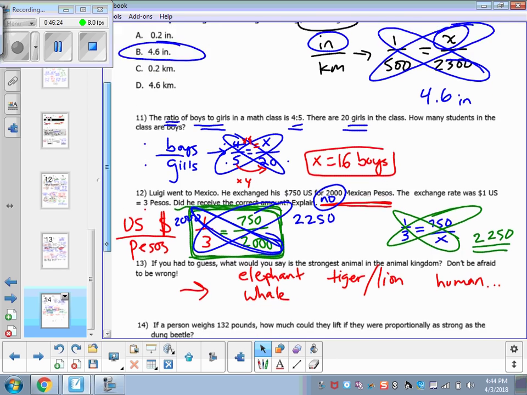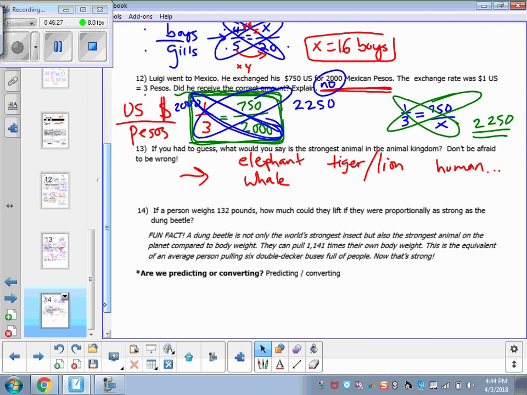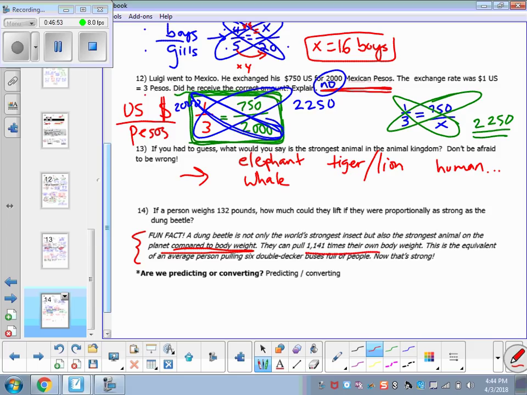Well, fun fact, a dung beetle is actually the strongest animal in the world. Now we got to be careful because obviously we, like you and me, we're all stronger than a little beetle. Duh. Like we can bench press, and a beetle, it cannot bench press. But relative and compared to its body weight, they can pull 1,141 times their own body weight.